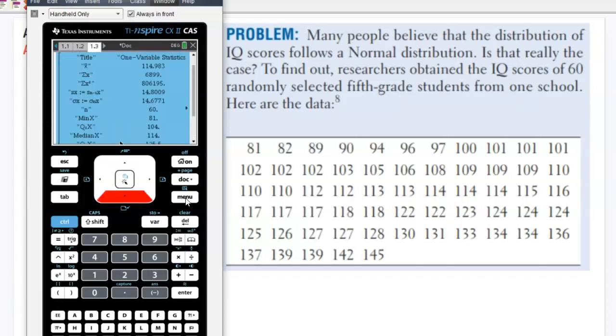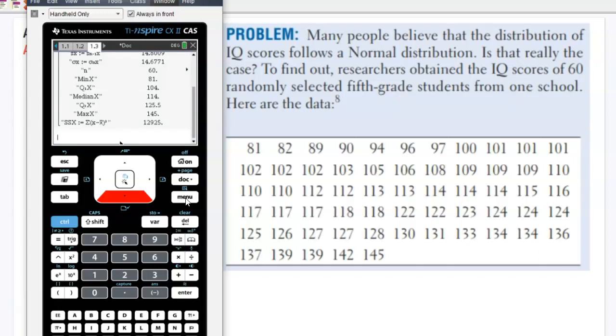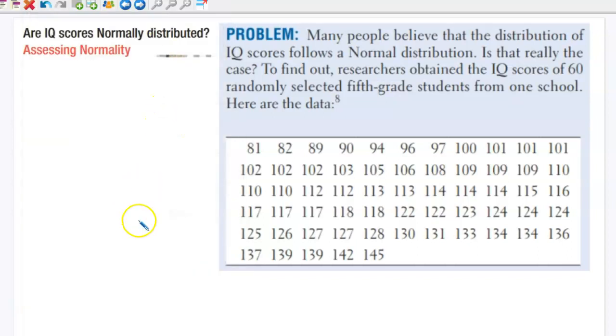So it gives me a mean of 114.983, standard deviation of 14.8009. It kind of gives you all the numbers you need there to look at. So you've got your one variable stats there.